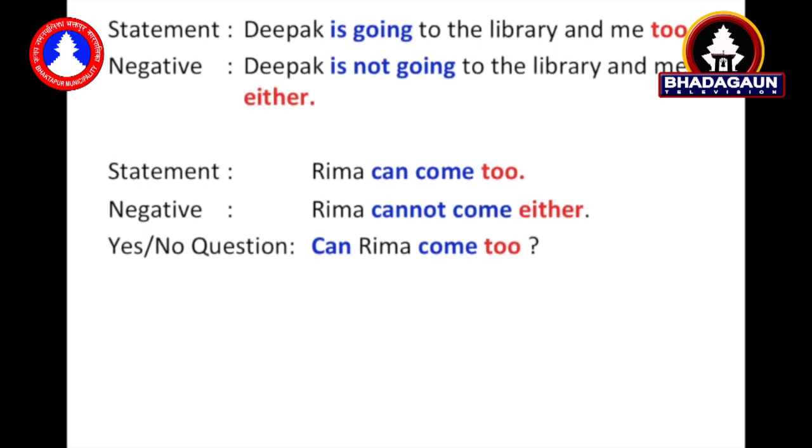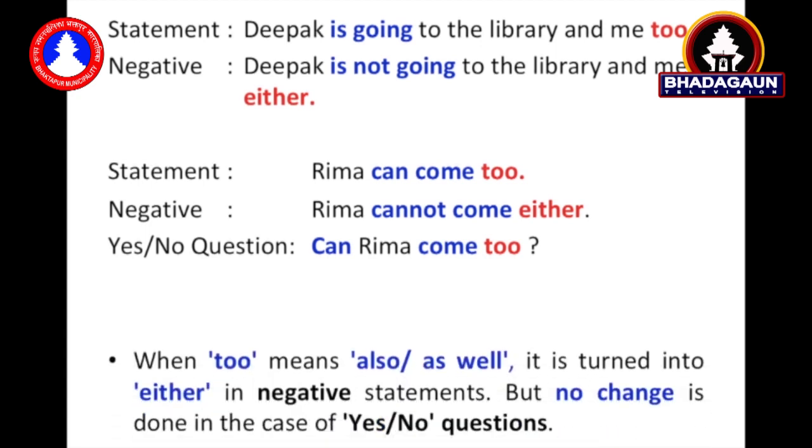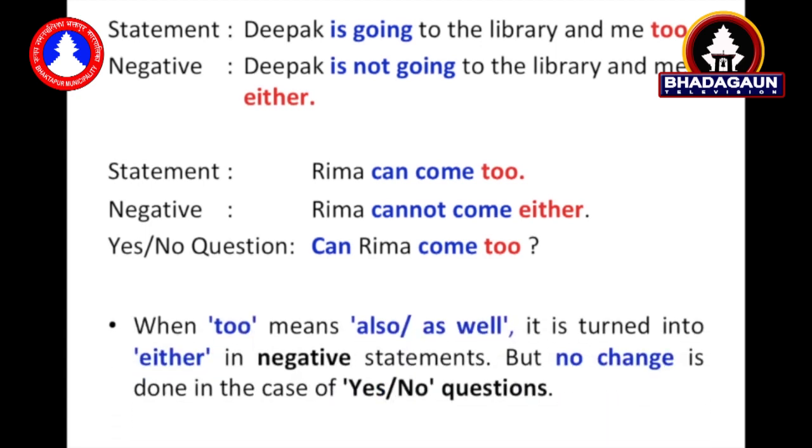Once again, about the use of too: when too means also or as well, it is turned into either in negative statements. But no change is done in the case of yes-no questions.